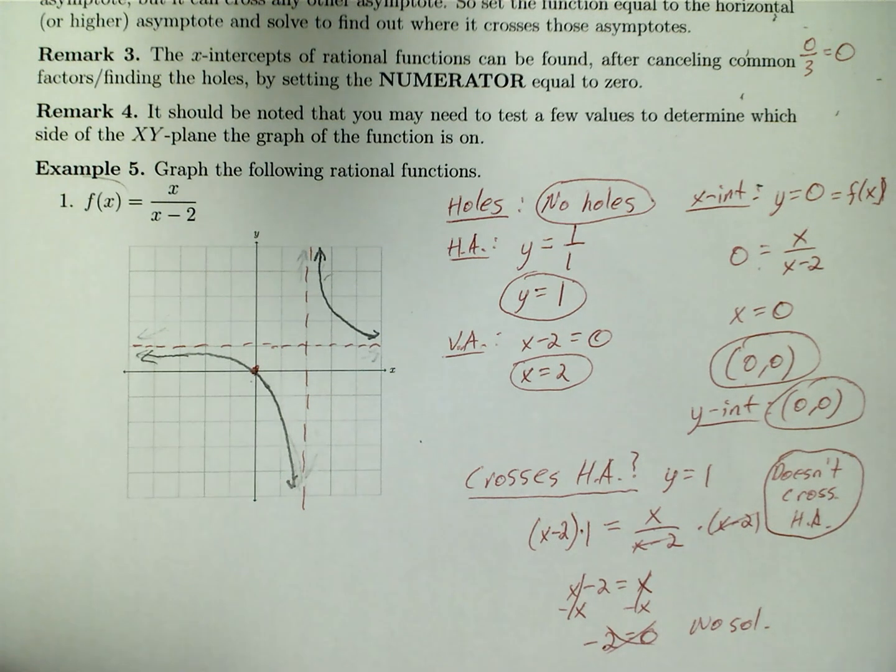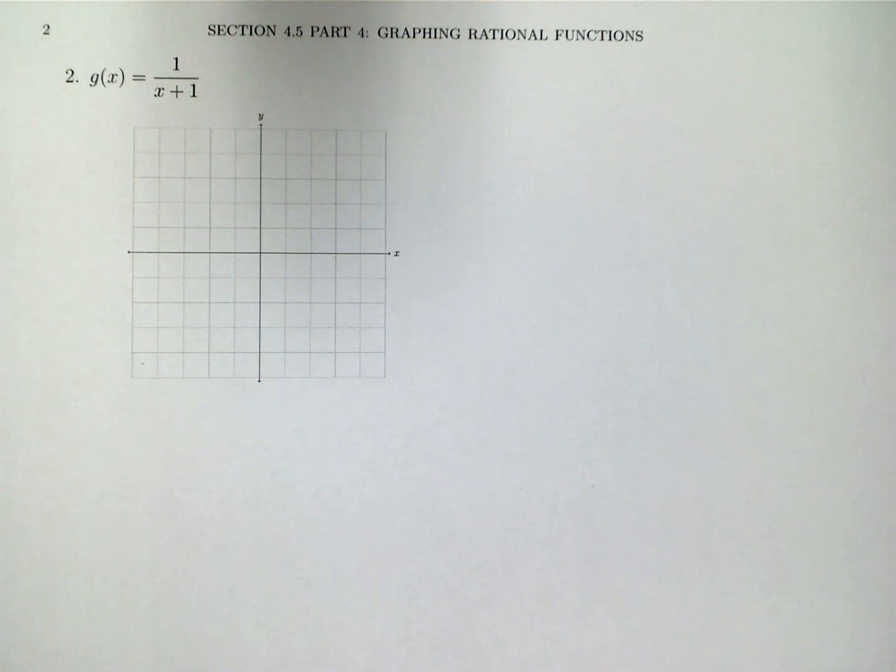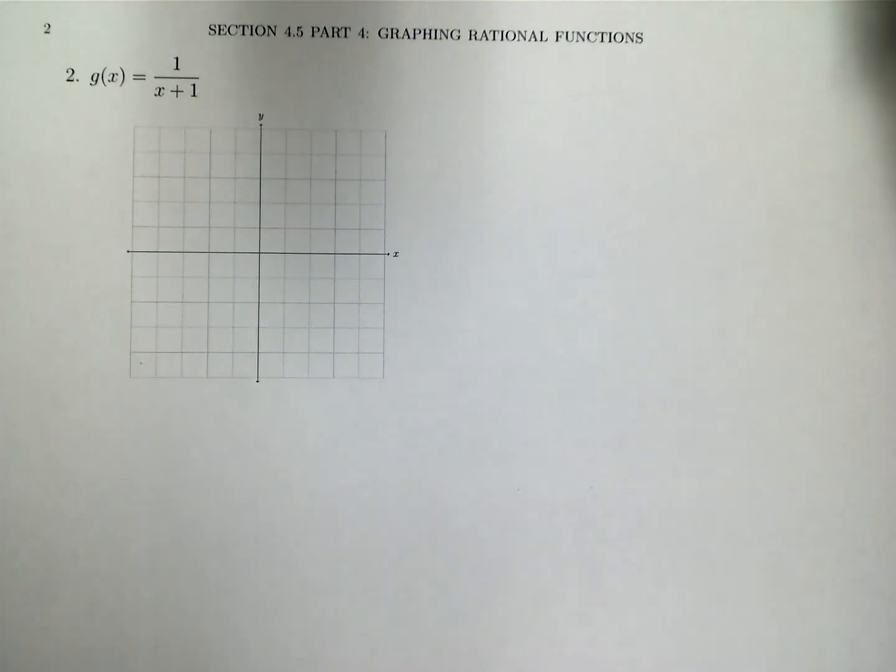All right. So we have one more example that's easier. We have some more difficult examples as well, but that will be for the next lecture. What if we have g of x equals 1 over x plus 1?